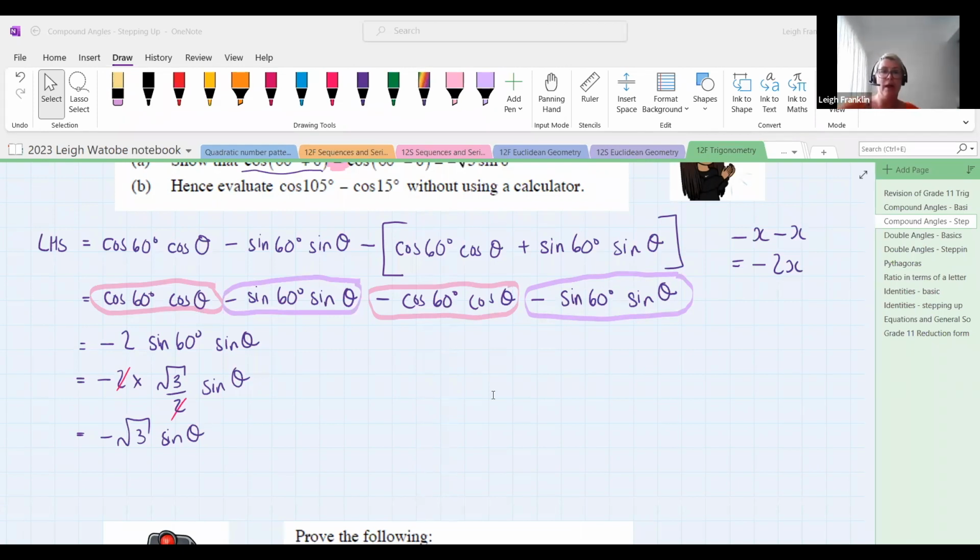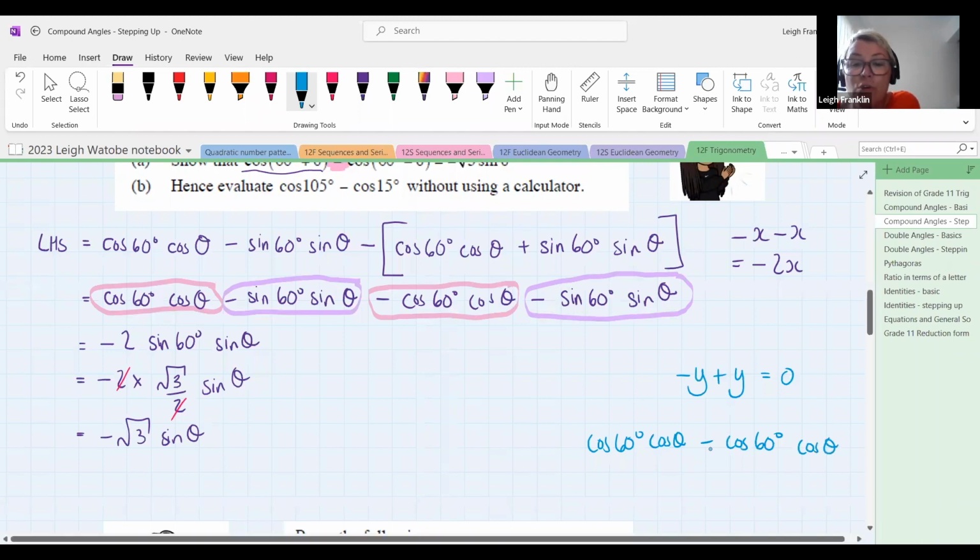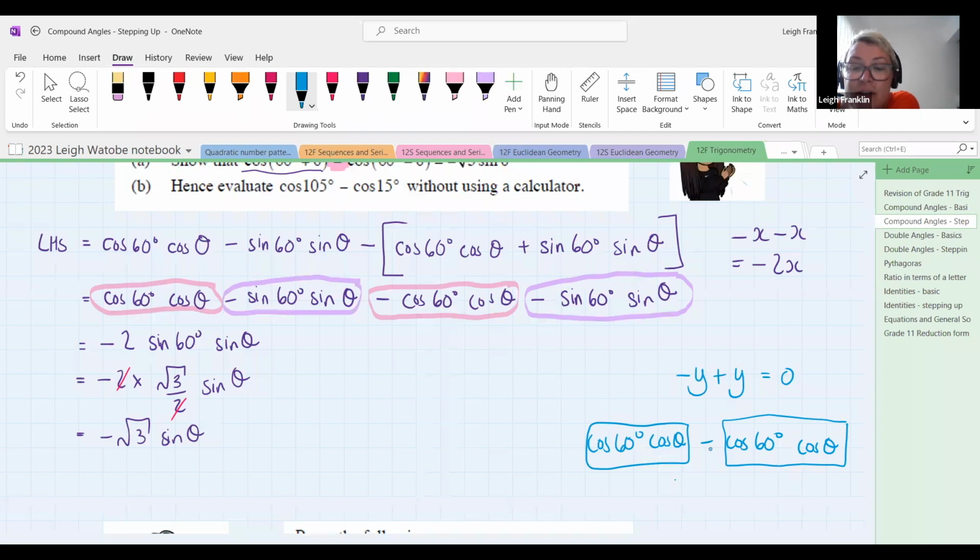Oh, okay. So again, let me just go back and use some basic algebra in order to be able to explain that. So the idea is this. If you've got minus y plus y, that's called an additive inverse. It adds up to 0. So it's the same thing with the pink ones. If you've got cos 60 cos theta minus cos 60 cos theta, essentially you are taking something and then subtracting something that is identical from it. So in other words, if I said to you, what's 3 minus 3, you would tell me the answer is 0.